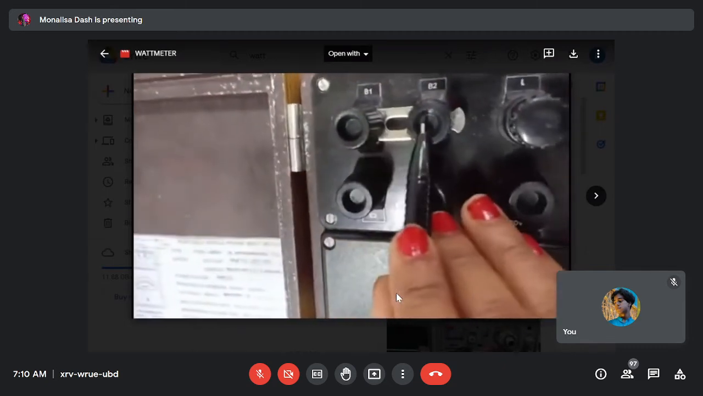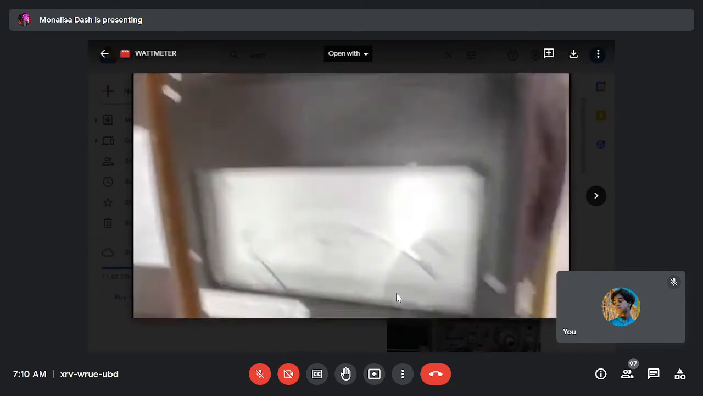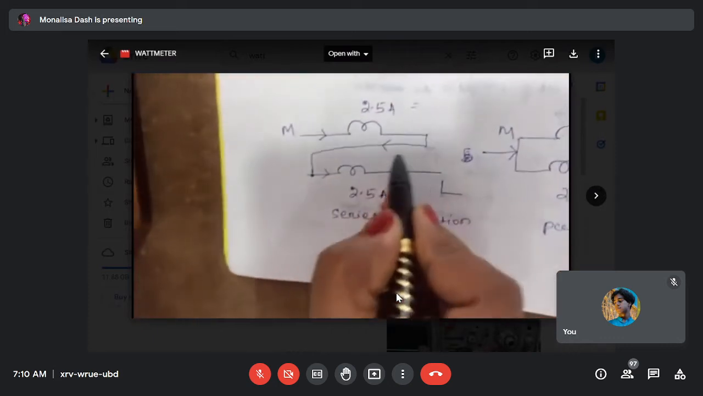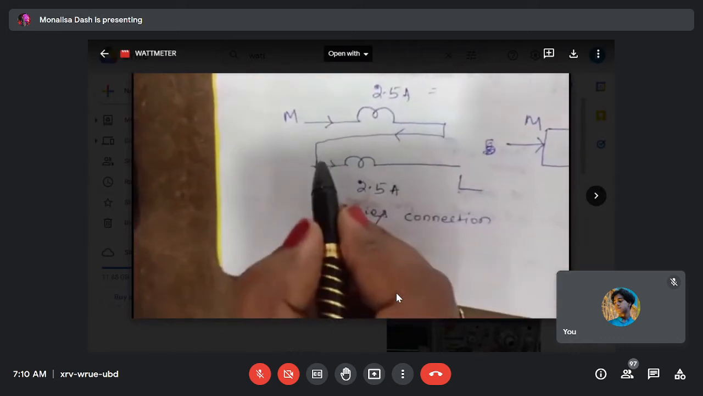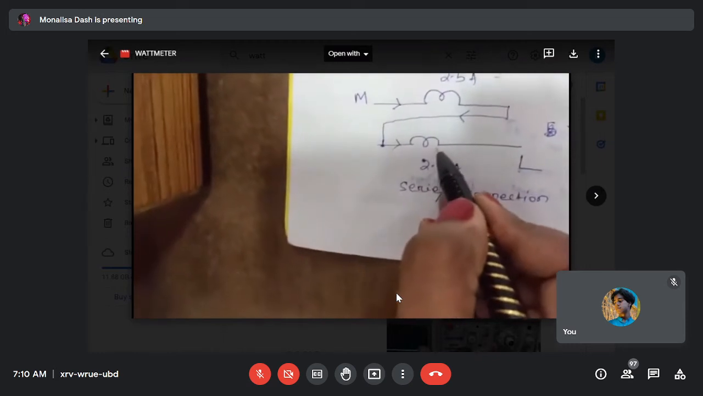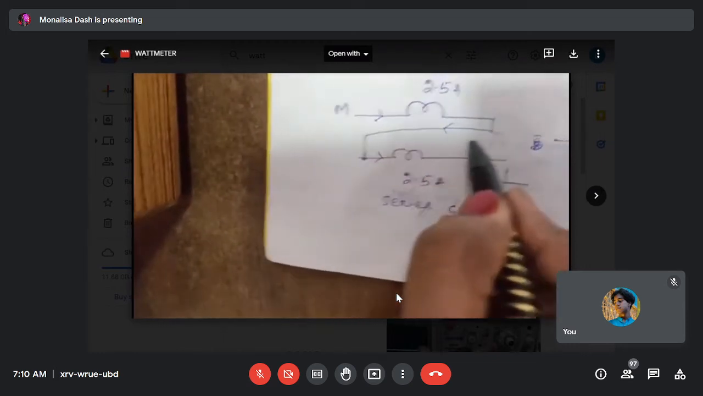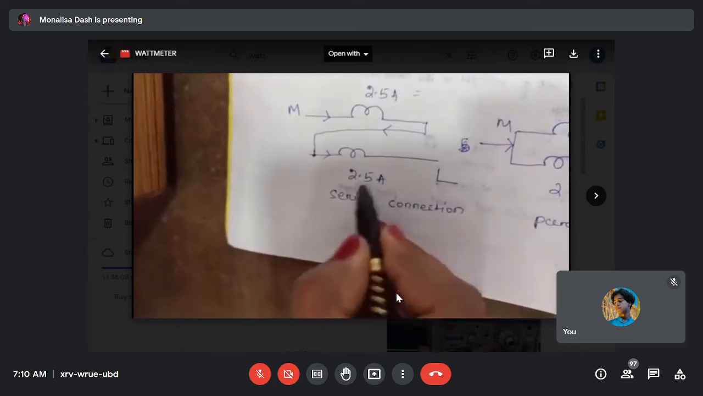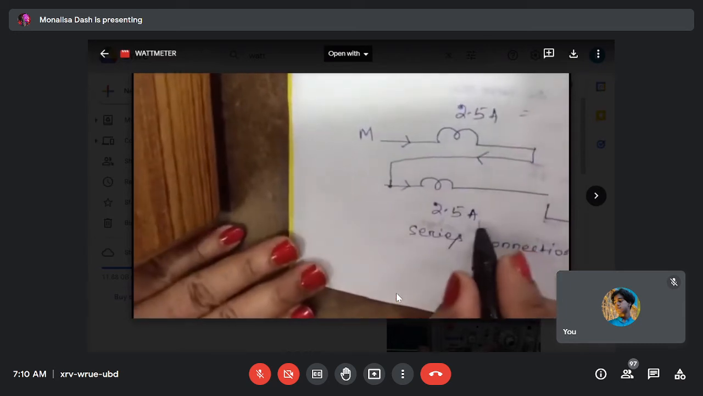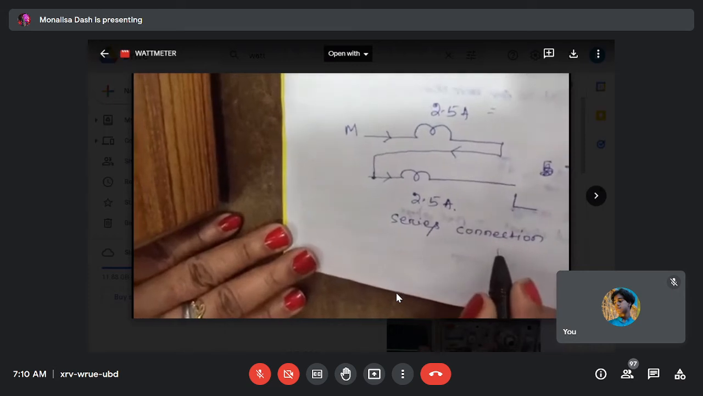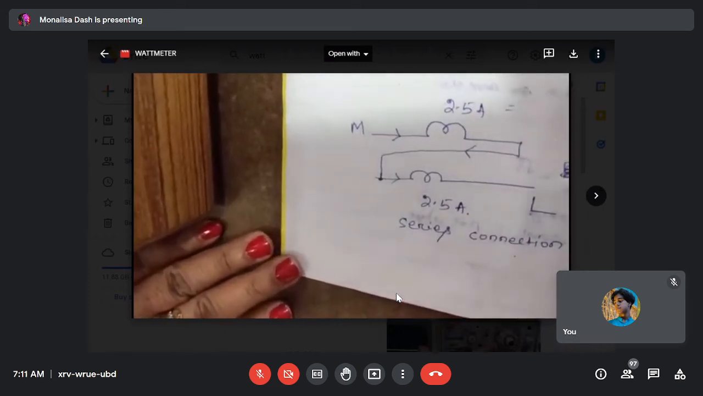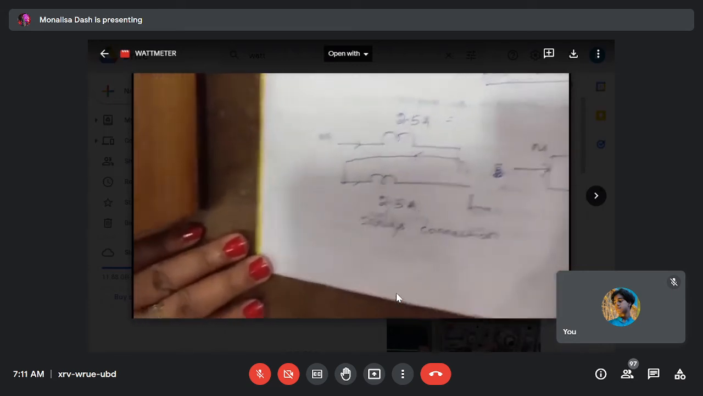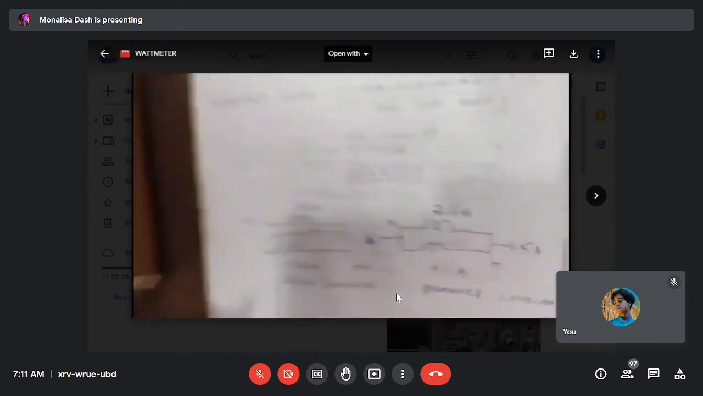When B1 and B2 are connected in series, you see I am connecting these two. Actually, inside the wattmeter, two coils are there in the current coil. When it is in series, the same current will flow, so this is your 2.5 ampere, when B1 and B2 are in series, with B1, B2 and E1, E2 as the terminals.